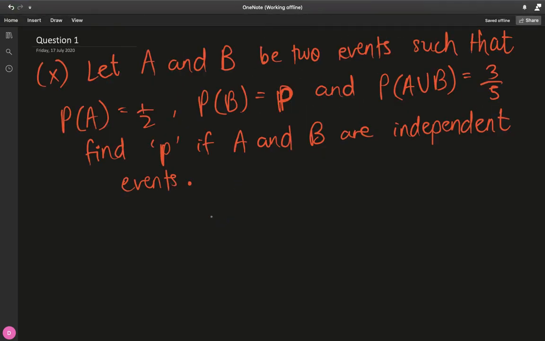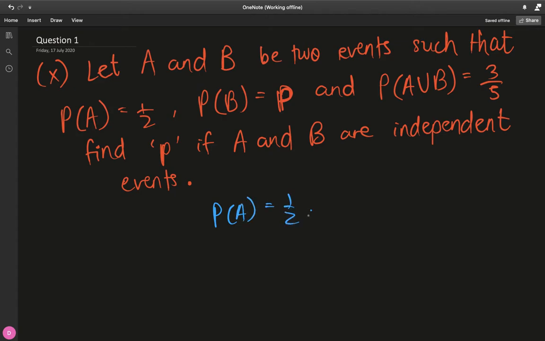Okay, so finally we have the last sub part of question number 1. It's saying let A and B be two events such that probability of A is half, probability of B is small p, and probability of A union B is 3 over 5. So find small p if A and B are independent events.